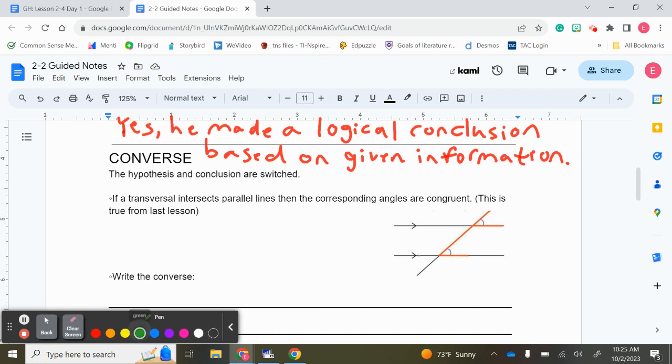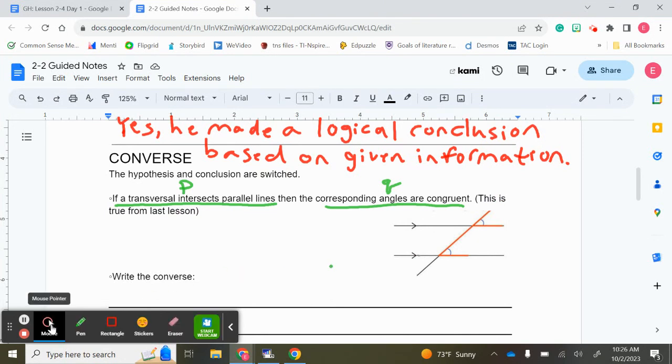Now, if we take a look at this, this says the hypothesis and conclusions are switched, which we learned about in topic 1. So it says if a transversal intersects the lines, then the corresponding angles are congruent. That's your P and that's your Q. And this is true from the last lesson. So here's our hypothesis. Here's our conclusion. We know that these are parallel, then the two angles are in fact congruent.